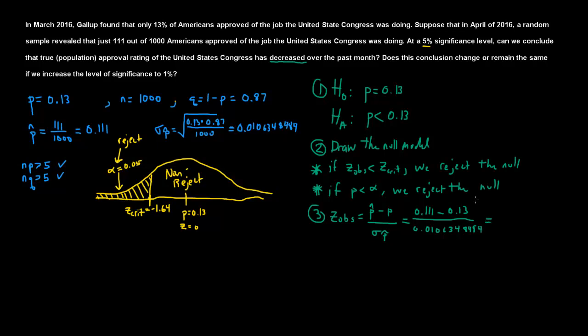Okay, so I'm going to go over here and use my calculator for a sec. So 0.111 minus 0.13, then divide by that standard deviation. Oh, I messed up. Sorry, I got to retype this. So 0.111 minus 0.13 divided by the standard deviation. And if you round, again, this is a z-value, so we're going to round to 2 decimals. It's negative 1.79. That is z observed.